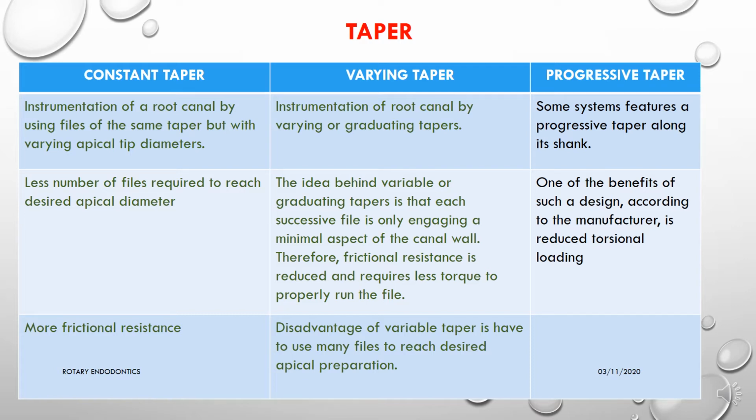Here, some systems feature a progressive taper along the shank. One of the benefits of using such a design, according to the manufacturer, is reduced torsional loading.